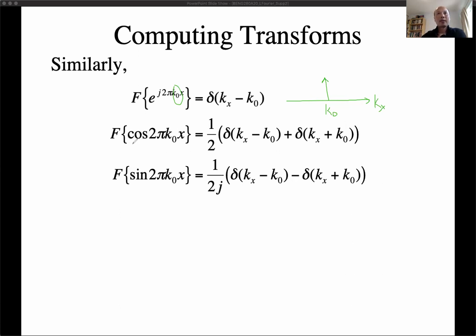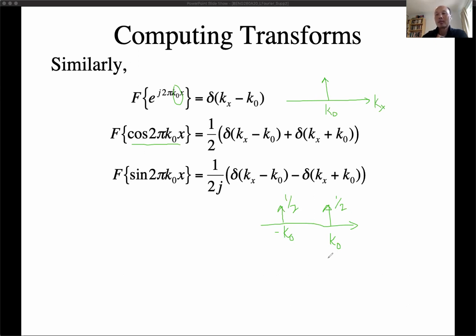Okay. Now let's look at the Fourier transform of cosine. So remember, cosine can be written as e to the j 2 pi k naught x plus e to the minus j 2 pi k naught x, over 2. So I can split this into two Fourier transforms, one at kx minus k naught and one at kx plus k naught. And so its Fourier transform would look like this. We'd have one component at k naught, and the other component would be at minus k naught, and they both have area of 1/2. And similarly, you can do the same thing for sine as you do for cosine.